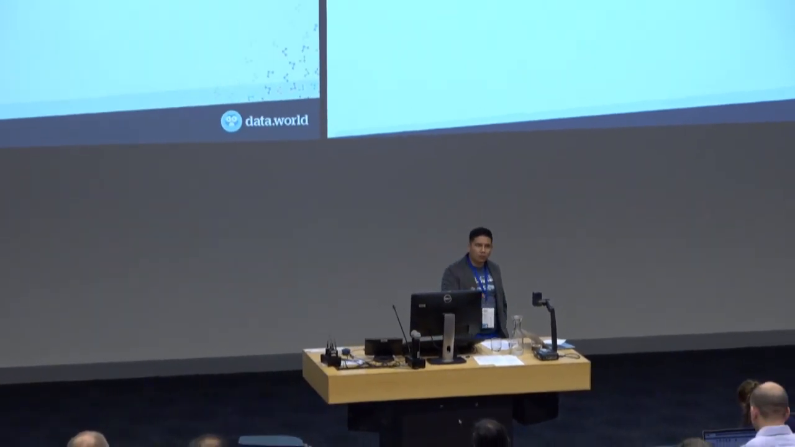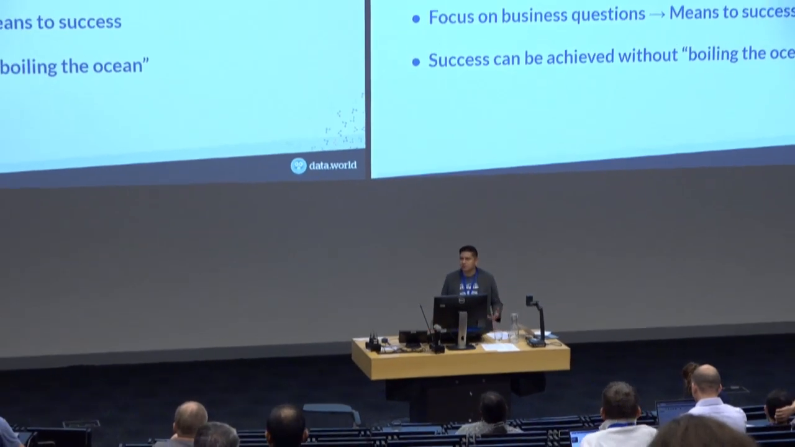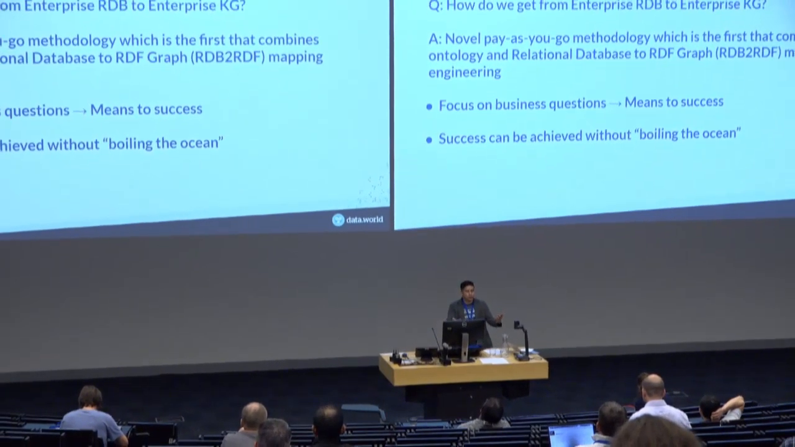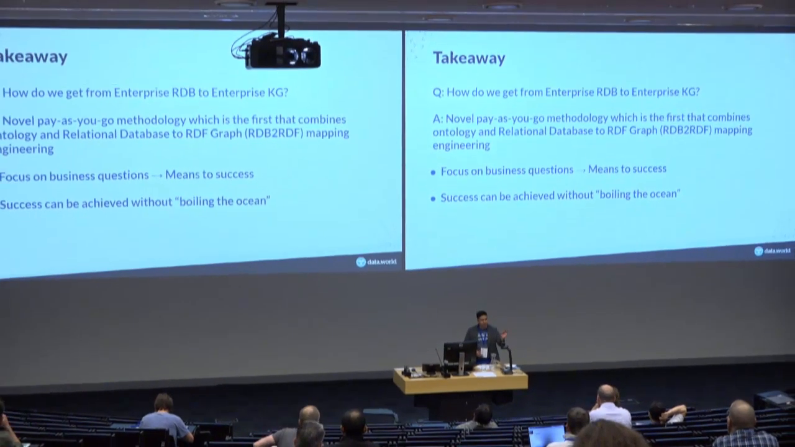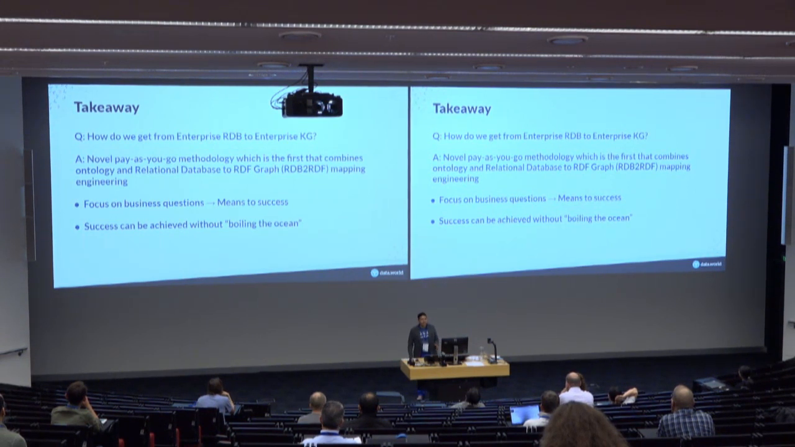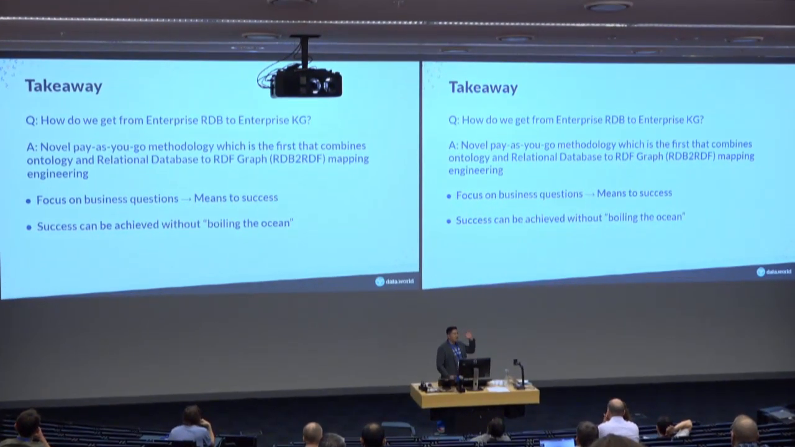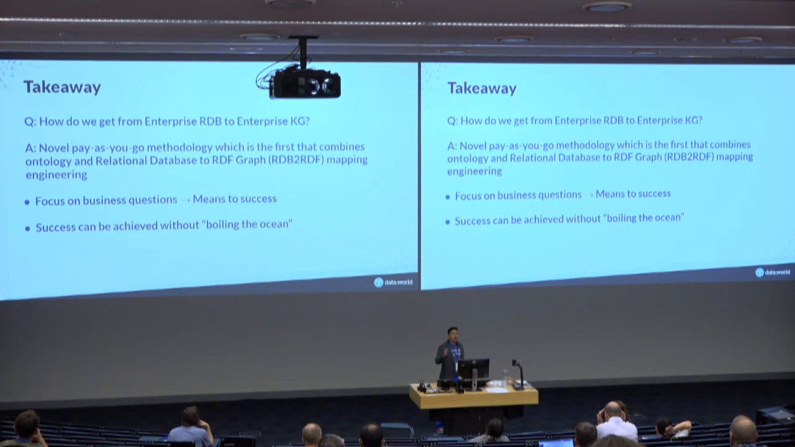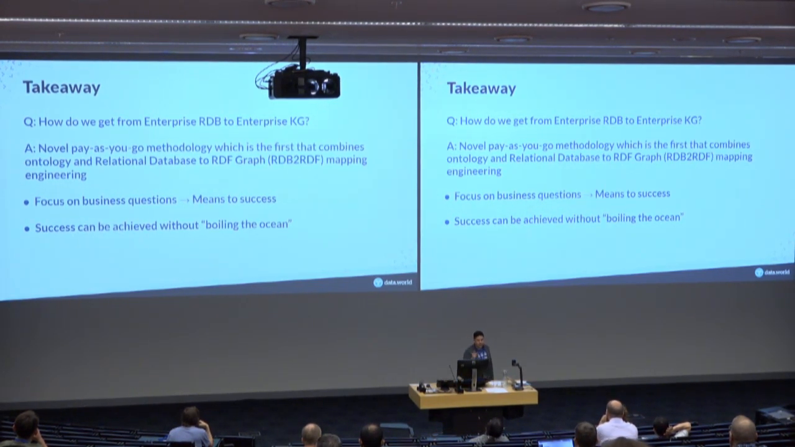So the takeaway is the following. The question is, how do we get from these enterprise relational databases to these enterprise knowledge graphs? And our answer is, we need to have methodologies. And that's what we're presenting here: a novel pay-as-you-go methodology that combines the engineering of ontologies with mappings. Two particular insights in this pay-as-you-go iterative approach: we want to focus on answering business questions, because that helps us determine what success looks like.